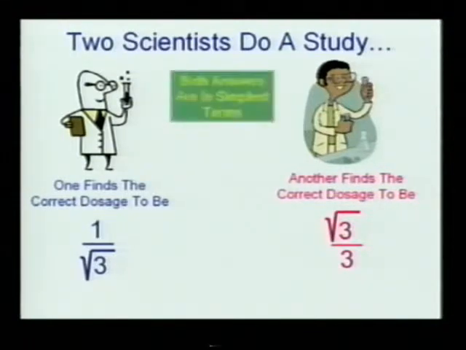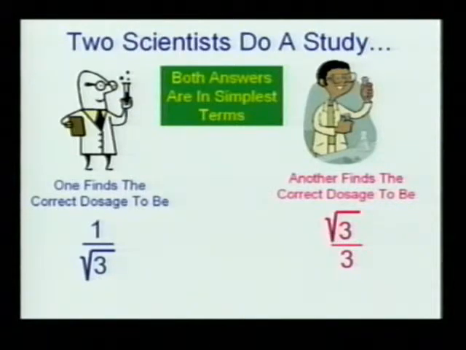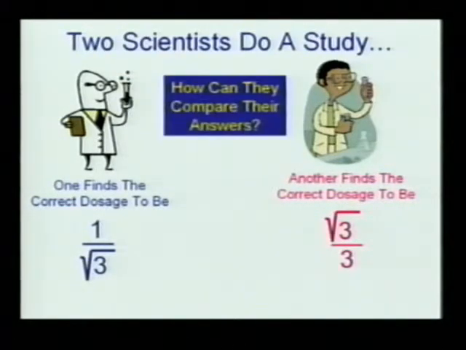Now they wanted to compare their answers. And it looks like both answers are simplified. I can't do anything to 1 over square root of 3. Don't be canceling those 3s because one's a radical and one's a number. So it looks like they're both simplified, and I want to compare them. How can we compare the values of these two?